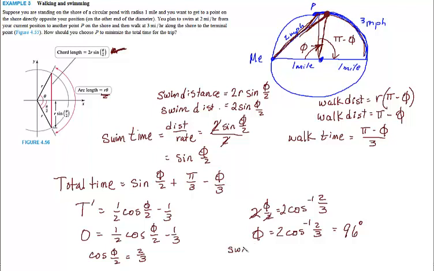So let me see, swim distance, I would say is 2 sine 96 degrees over 2. And if I do that, that swim distance is about 1.49 miles. So I'd swim about 1.5 miles and then get out and walk the rest. Okay, lovely.